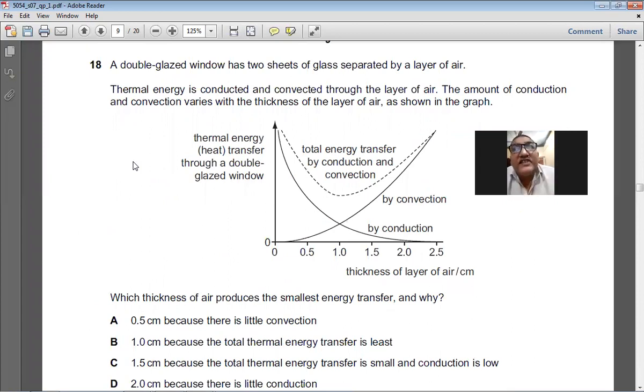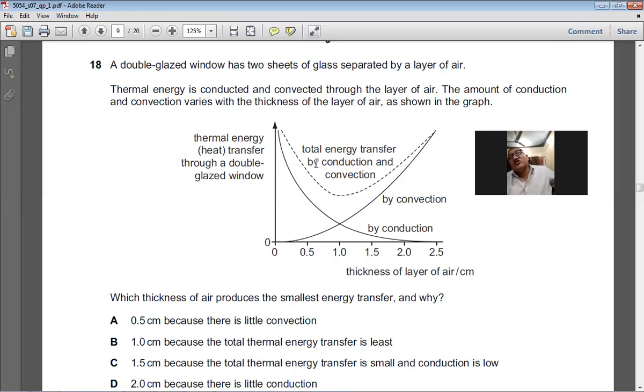A double glazed window has two sheets of glass separated by a layer of air. Thermal energy is conducted and convected through the layer of air. The amount of conduction and convection varies with the thickness of the layer of air, as shown in the graph 2.5. So here you can see thermal energy heat transfer through a double glazed window, by convection and conduction, this is that line.